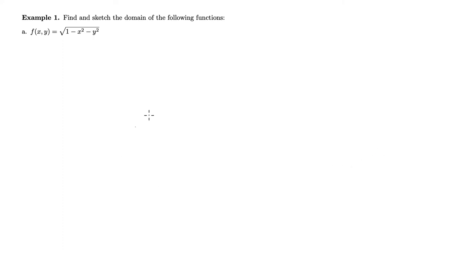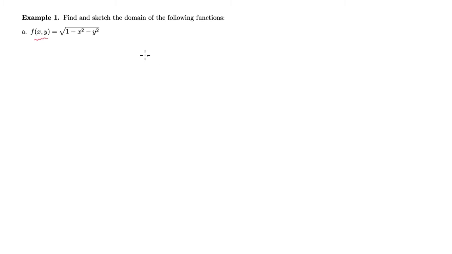Okay, so we want to find the domain of this function. Notice that this is a function of two variables, first of all, so its domain is going to be a subset of the xy plane. We want to use the same basic rules that we had for functions of one variable. Notice here we have a square root, and so what do we know about square roots? Well, it doesn't make sense to take the square root of a negative number.